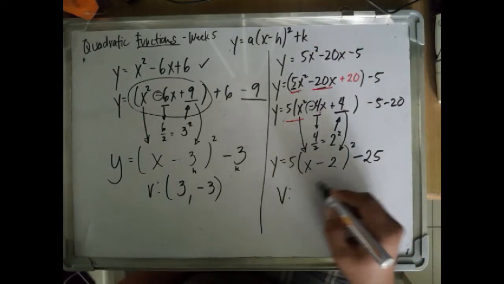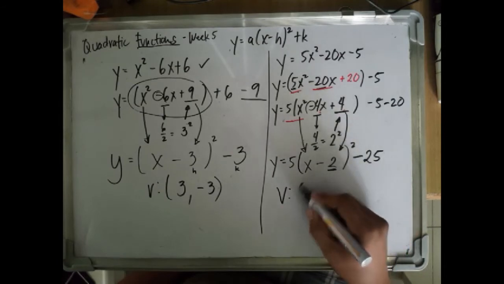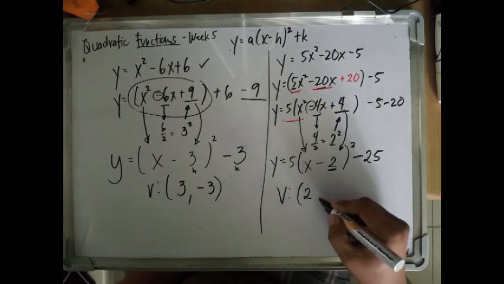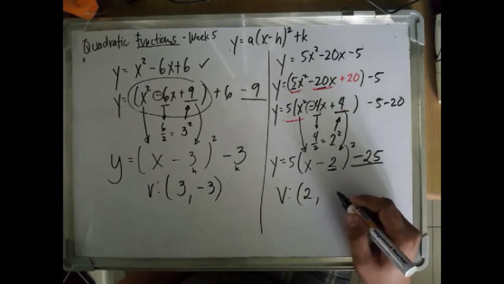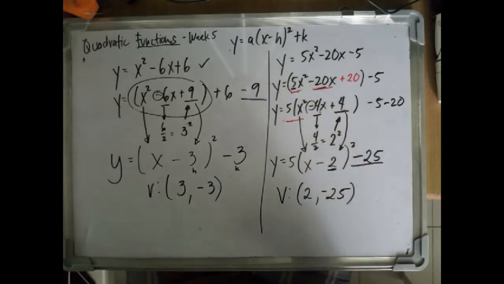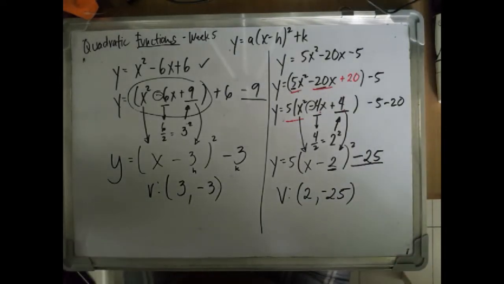So, vertex natin here is 2. So, gagawin lang natin minus. Kung minus to, so gagawin natin is positive 2. Then, yung nasa labas, yung k natin, as is na yun. Kung minus yun, minus. So, that is your vertex form. Vertex form or the vertex form standard form. Okay? So, that's how you find the standard form of quadratic functions.